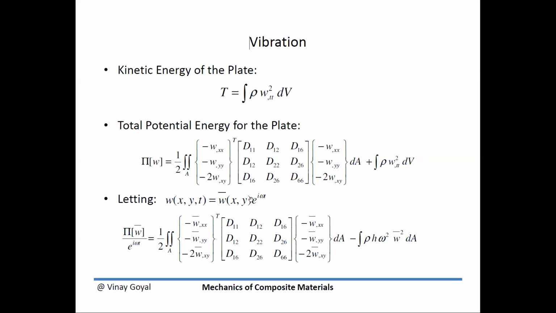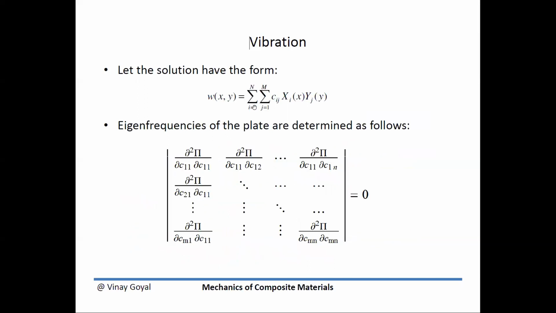You can do separation of variables. So you have W bar of X comma Y times e to the I omega t. Plug this into this equation here. And notice that e to the I omega t can be factored out like that. So I can divide everything by e to the I omega t. And now everything's in a spatial domain, as you can see here. And then to find W that minimizes pi, again, I will assume a solution of this form, and the eigenfrequencies now can be found by finding the second derivative of pi with respect to each of the coefficients. That determinant here is going to give you the frequencies of the system and the natural frequencies.